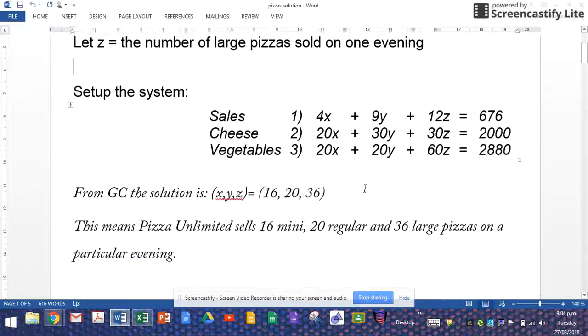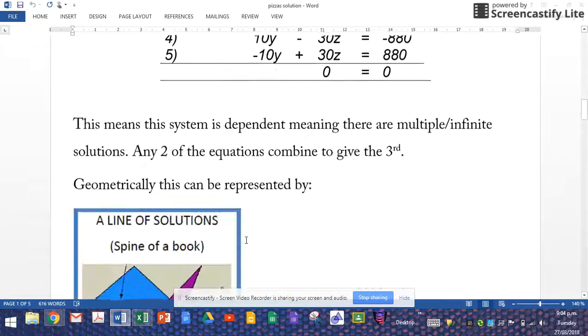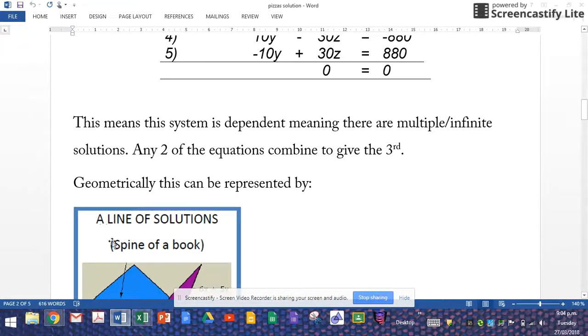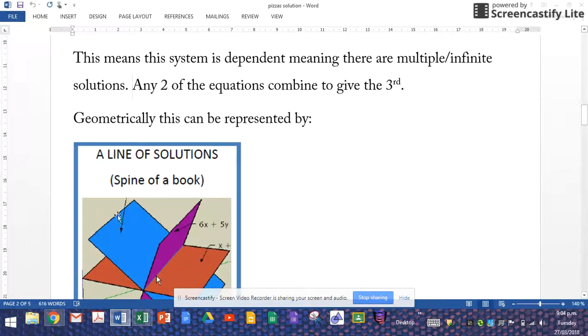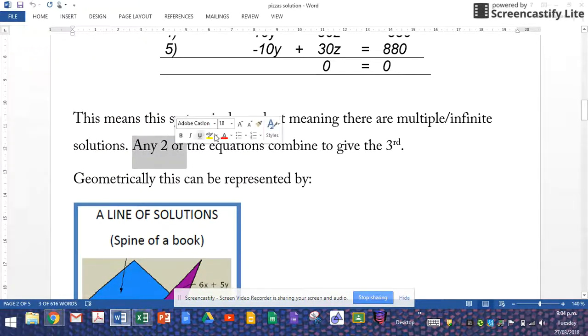Achieved, sorted, merit. We in class came up with that, and we identified that this system is dependent. And we also found out that it's actually two equations forming to give the third. And here's a geometrical representation. You can get away with not doing this, as long as you give an example of how two equations will combine to give the third. So to speak, securing that high grade.